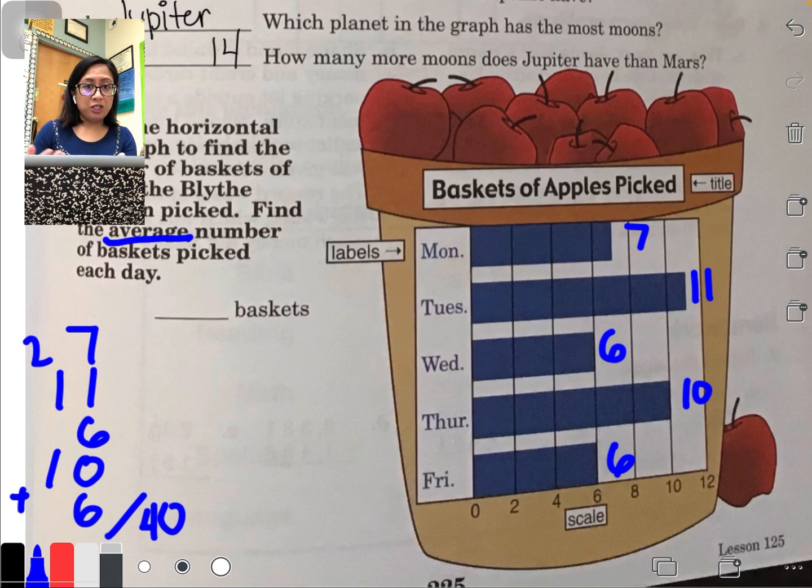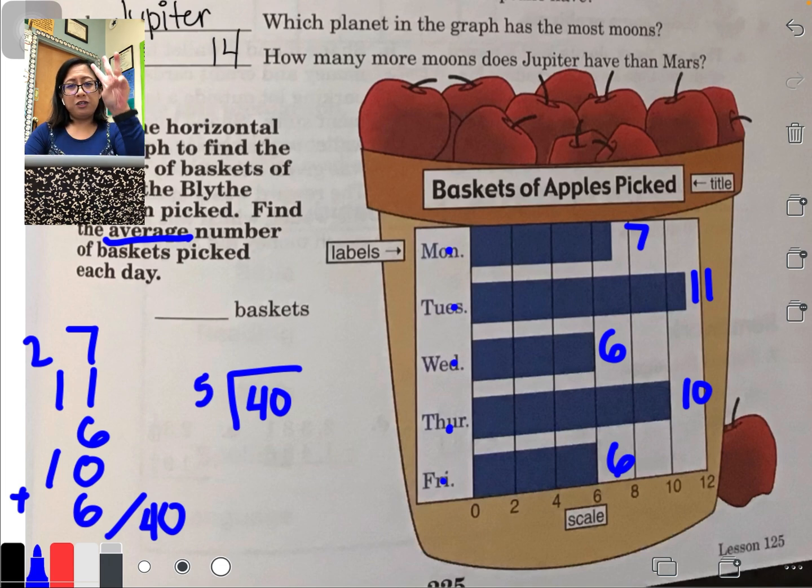Now we have to average it. Continuing with averaging, we have to divide. So it's 40 divided by 5. Oh, and we know this, right? 5, 10, 15, 20, 25, 30, 35, 40. So on average, they picked 8 baskets of apples. Okay. If you need to pause here to make sure you copied everything down, or rewind because I went too fast, feel free to do that here.